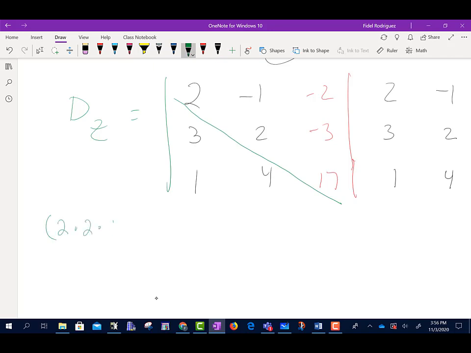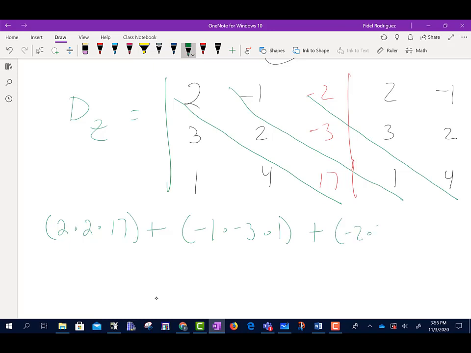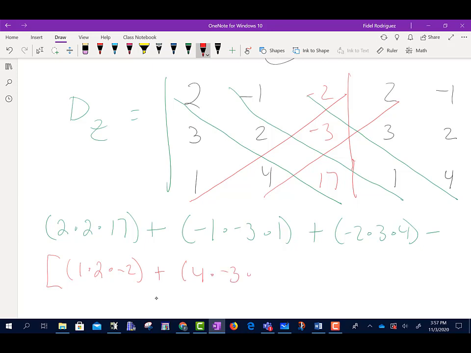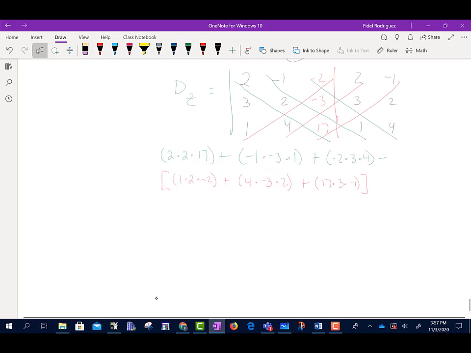So 2 times 2 times 17 plus -1 times -3 times 1 plus -2 times 3 times 4 minus, okay, I'm going to come up this way, 1 times 2 times negative 2 plus, let's see, 4 times negative 3 times 2 plus 17 times 3 times negative 1. Okay.